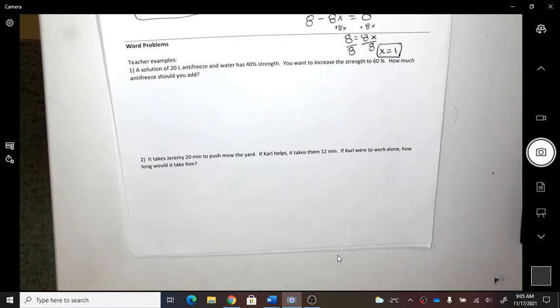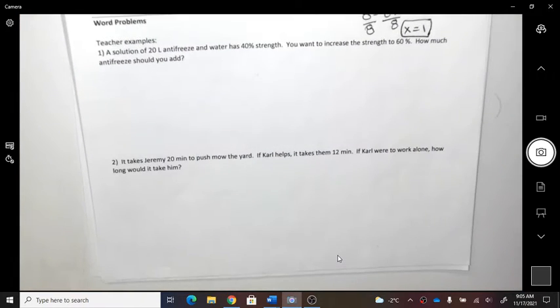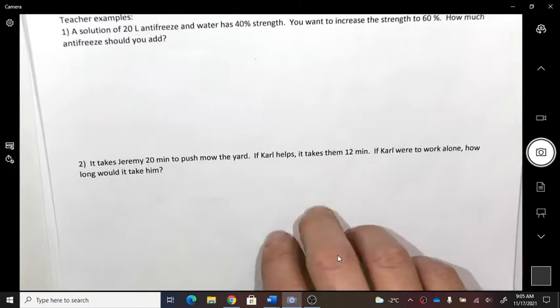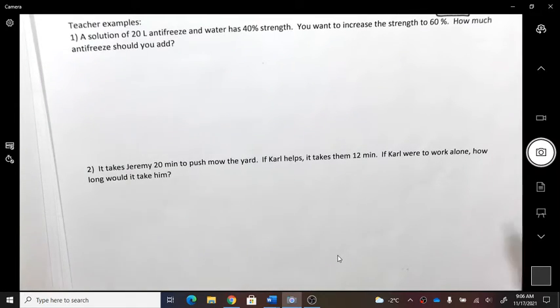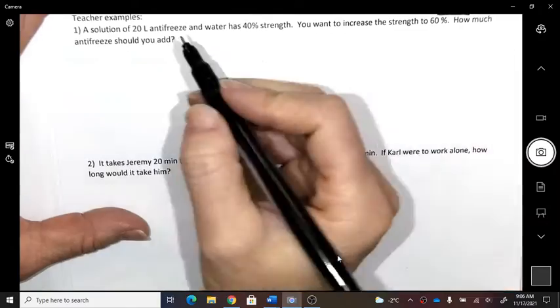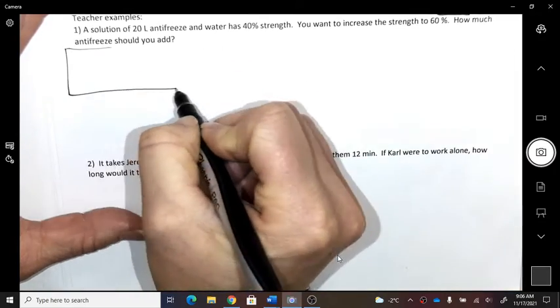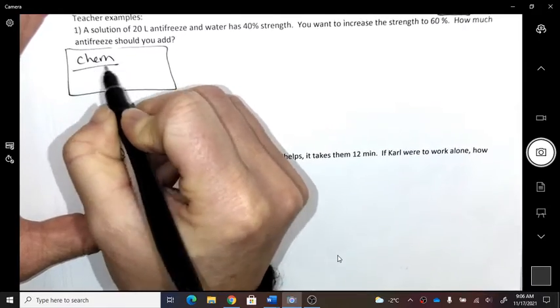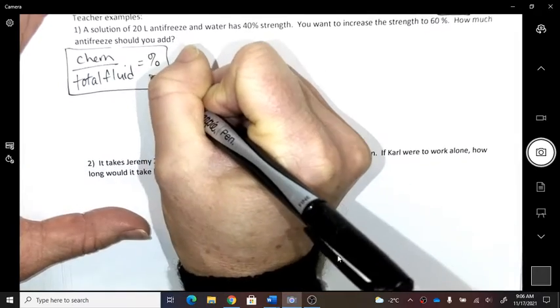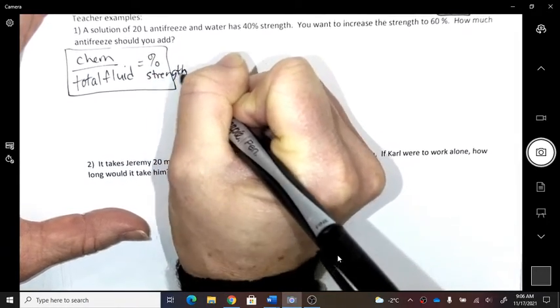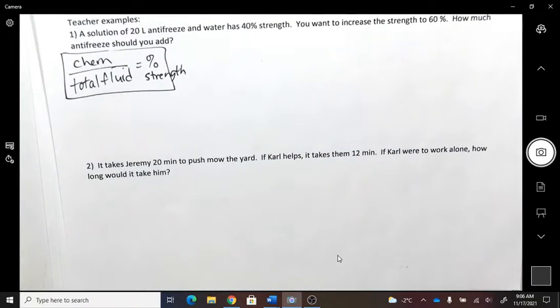Number 1, a solution of 20-liter antifreeze and water is 40% strong. You want to increase it to 60%, so how much antifreeze should you add? Okay, so here's the strategy here. The chemical divided by the total fluid equals percent strength. The amount of chemical divided by the whole fluid is how strong a mixture of chemical is going to be.